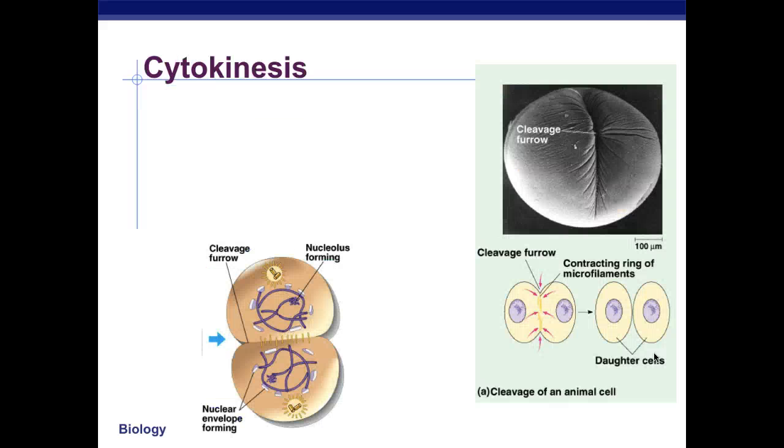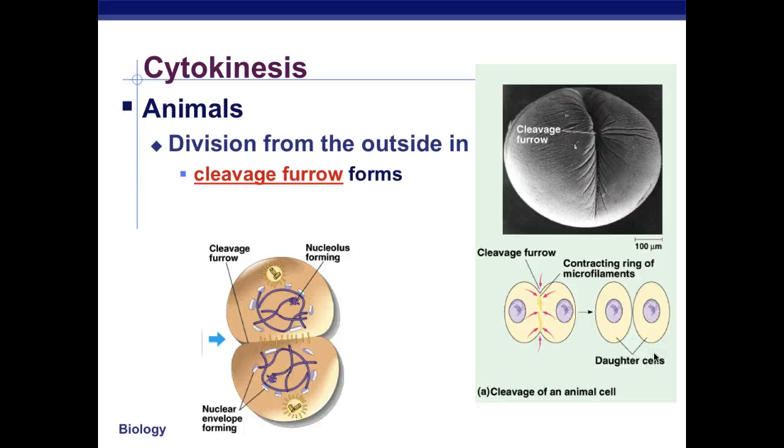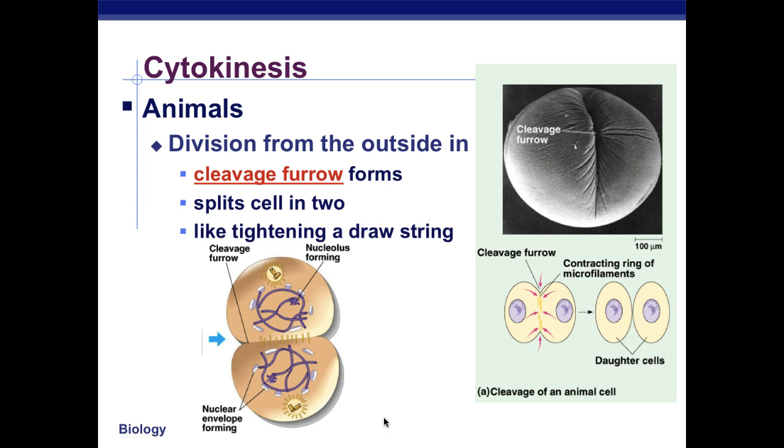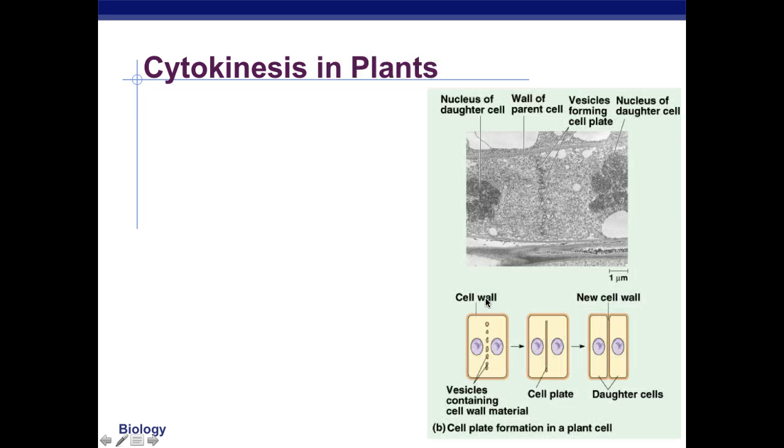So cytokinesis in animals is division from the outside in. It's called the cleavage furrow. The cell will begin to pinch off, and that's called the cleavage furrow, and the cell splits into 2, and it's like tightening a drawstring. So they start pinching in on the sides and keep pulling until you finally end up with the 2 cells.